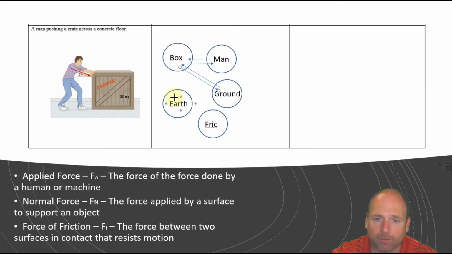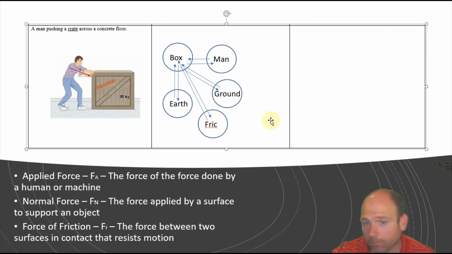The Earth is definitely pulling the box down towards it from the center of the Earth, and then the box is pulling the Earth back up towards it, but that small force relative to the size of the Earth is barely noticeable. And finally, friction is pushing back on the box, resisting its motion, but the box is also rubbing against the ground. So there's an equal and opposite force there. So there they are. Newton's third law: for every force there's an equal and opposite force. That's the object interaction diagram.